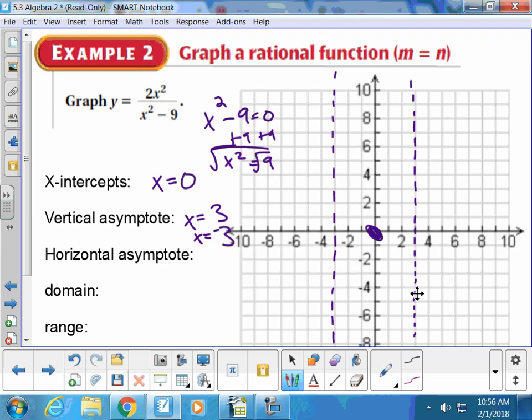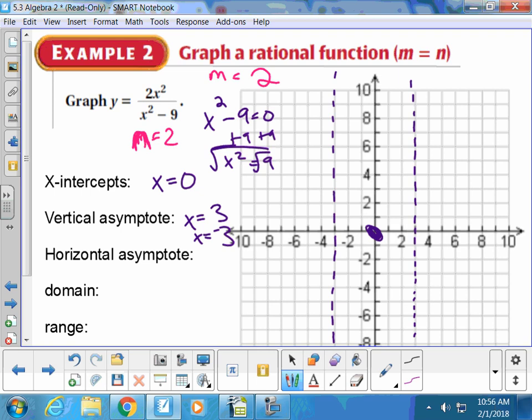And then my personal favorite, my horizontal asymptote, I come up with by looking at the degrees on the top and the degrees on the bottom. So what's my degree on the top? That's my m value. 2. What's my degree on the bottom? That's my n value. 2. And so let's look at our chart. It says if m equals n, the line am over bn is a horizontal asymptote.